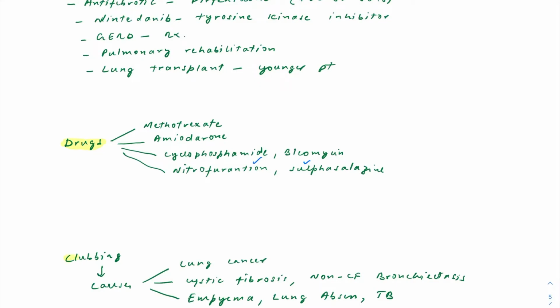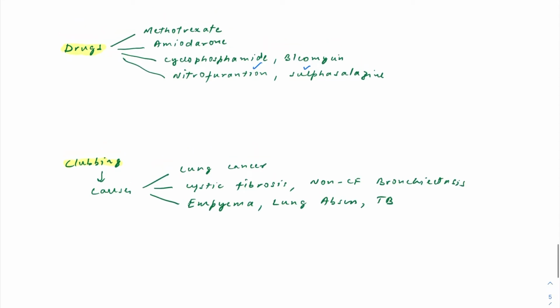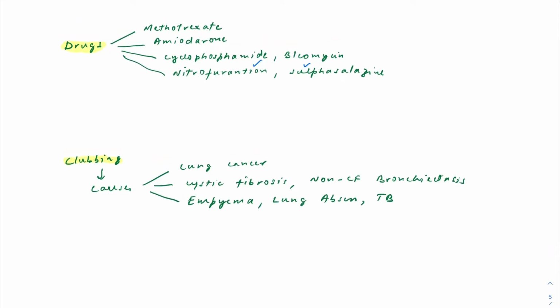Then they may ask you about other causes of clubbing. So remember the other causes of clubbing. You can see clubbing in lung cancer, cystic fibrosis, non-cystic fibrosis bronchiectasis, and then other conditions which are related to the lung include empyema, lung abscess, or tuberculosis. So that's it for pulmonary fibrosis.